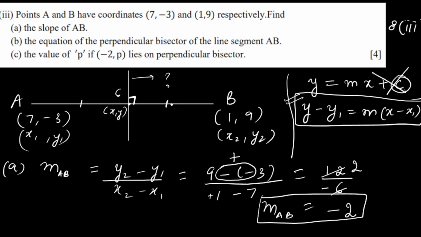So what will be the slope of this line? The slope of this line will be equal to 1 by 2, as Likita has also given the answer. So why 1 by 2? Because the slopes of perpendicular lines are negative reciprocals of each other. The slopes of two perpendicular lines are negative reciprocals of each other.